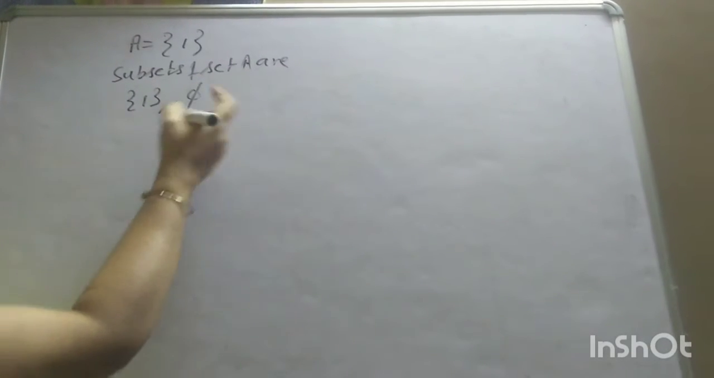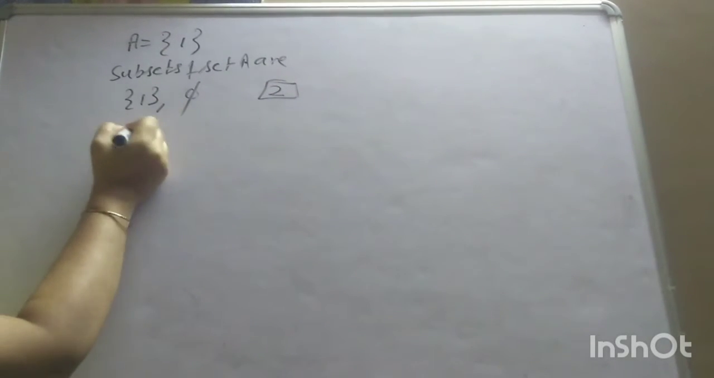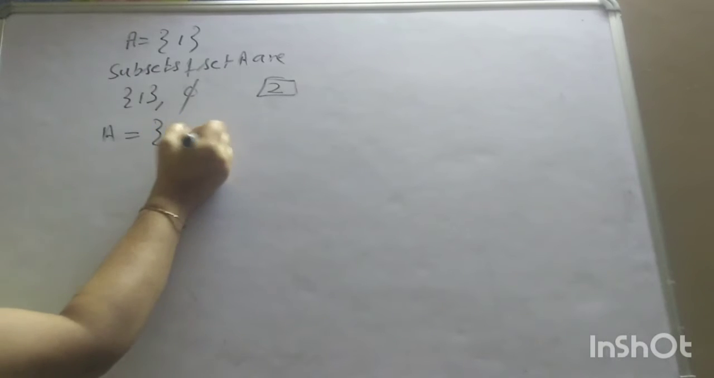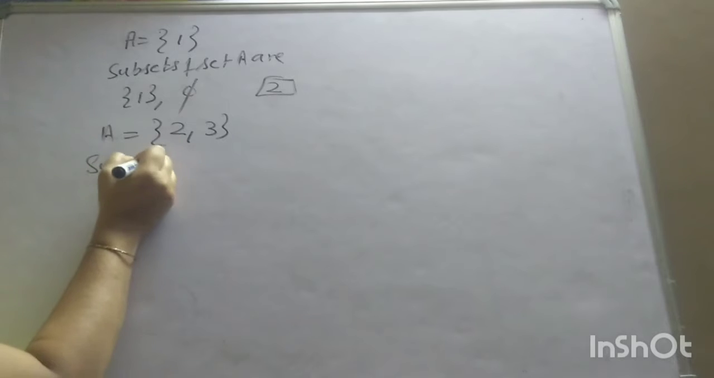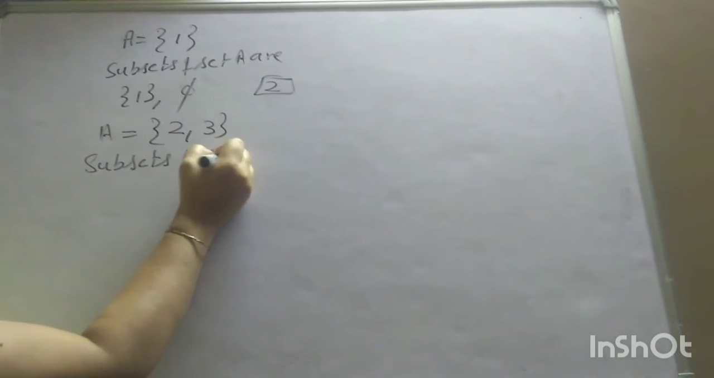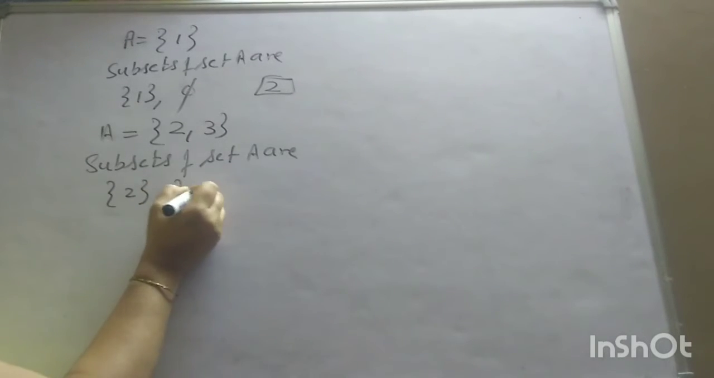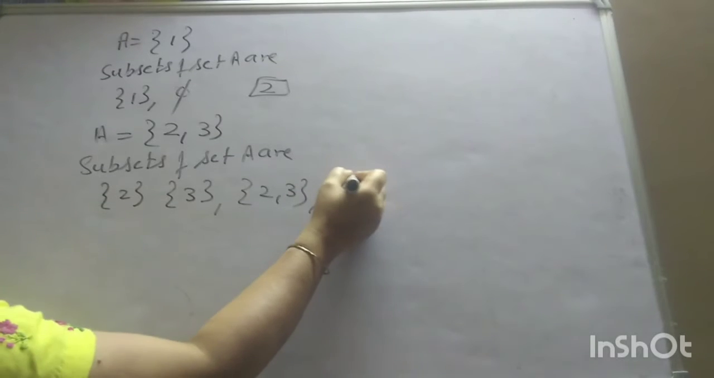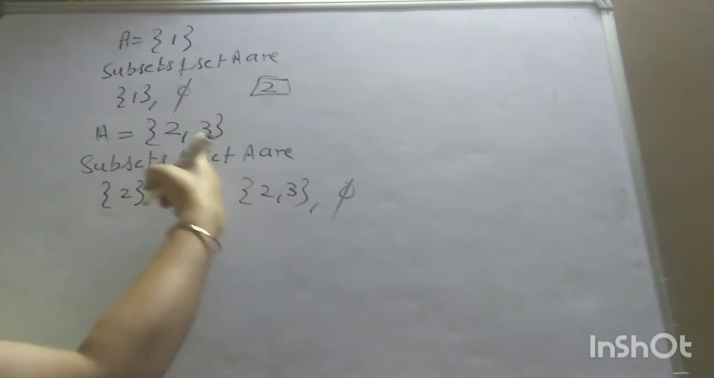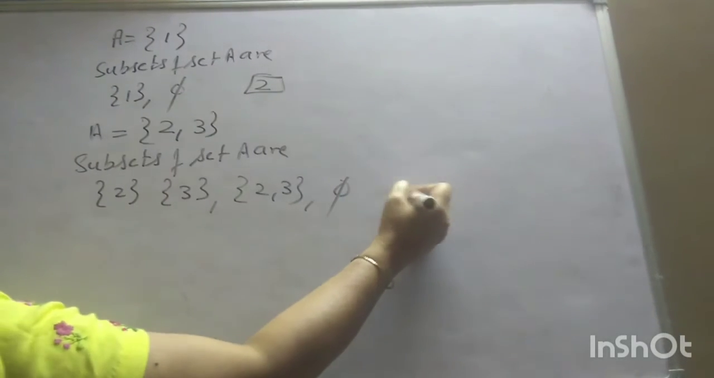set {1} and ∅. It means number of subsets are 2. If set A is {2, 3}, then subsets of set A are set {2}, {3}, {2, 3}, and ∅, because ∅ is the subset of every set. It means number of subsets are 4.